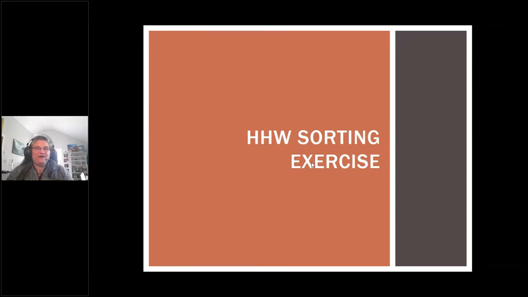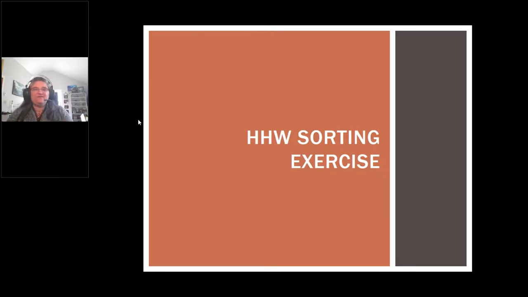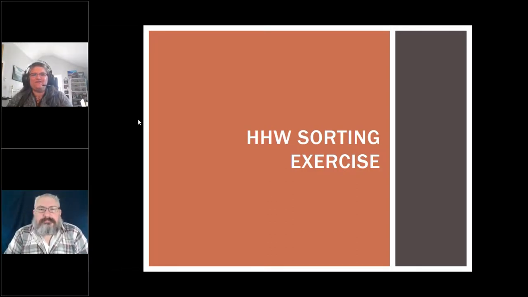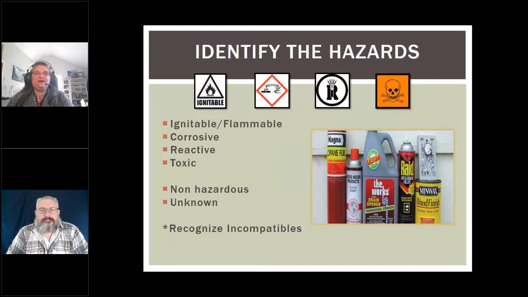Hi, everybody. We are back from break. So the next presentation that we are going to do is the HHW sorting exercise. When we are in person with this class, we have different household hazardous waste containers at people's seats, and we ask everybody to look at what they have, see if they can identify it, and figure out what the characteristics are. Well, we can't do that in this class, so we're going to do something a little bit different. When we get back in person, we'll go back to the way we used to. But first, I want to refresh your memory on how to identify the hazards and what you learned in basic training.